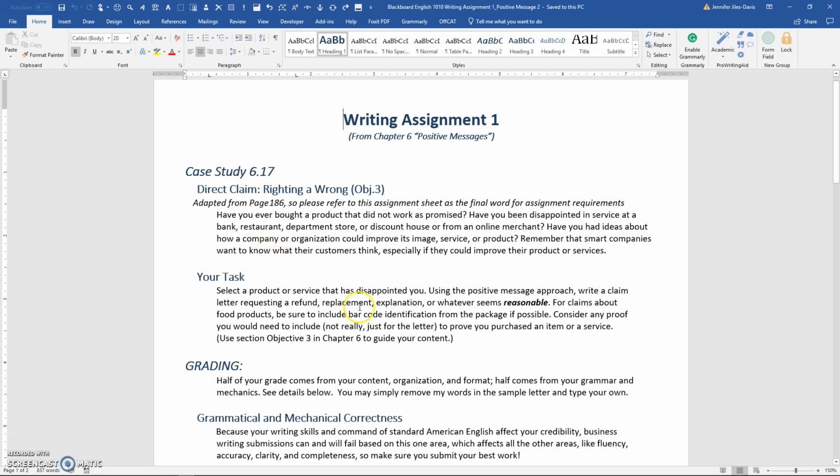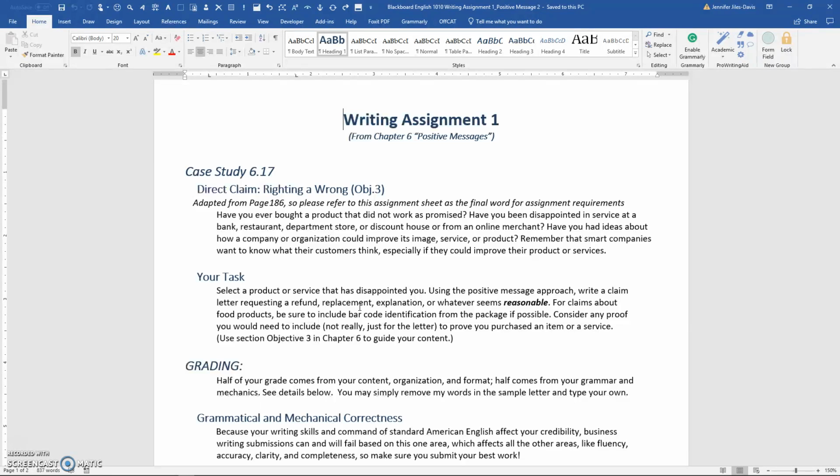So for your first letter, everybody is writing the same kind of letter, but you all are going to be writing a complaint letter, basically. So what you're going to do is think about a time when you were not happy with a product or service. And of course, you can read the assignment sheet there. But you're just going to think about a product or service that you didn't like or that disappointed you. And then you're going to write to the company and explain what you would like them to do to correct that for you. Maybe you're asking for them to give you a new product. Maybe you're asking for them to give you your money back. Maybe you just want to ask that they provide better training for their employees, depending on what you're writing about.